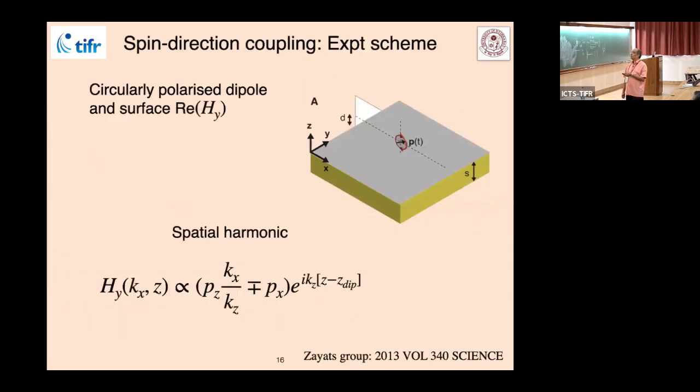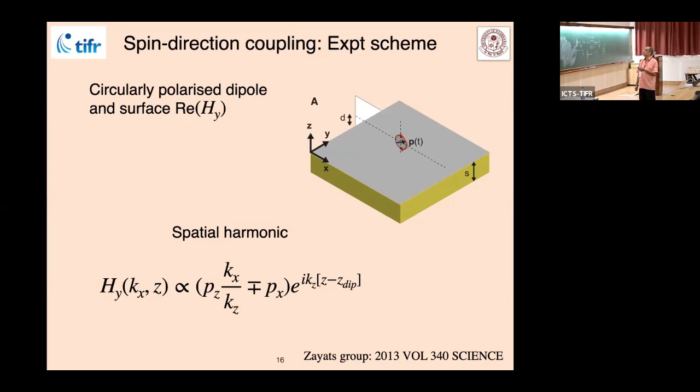So let us now talk about the spin-direction coupling. As I said, this is that classic 2013 paper. I just need to tell you one thing. Here they're talking about a dipole scatterer. This dipole has only two components: one is the z component, the other is the x component. It doesn't have any component along the y direction.